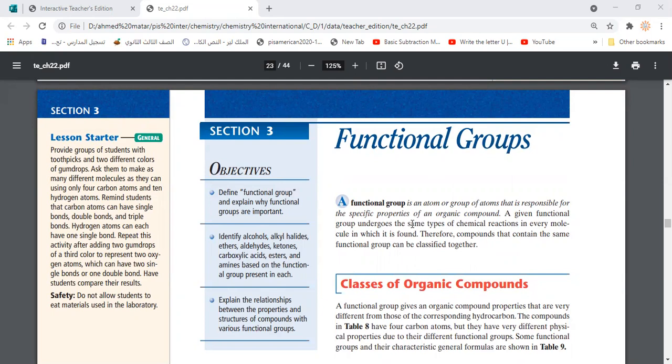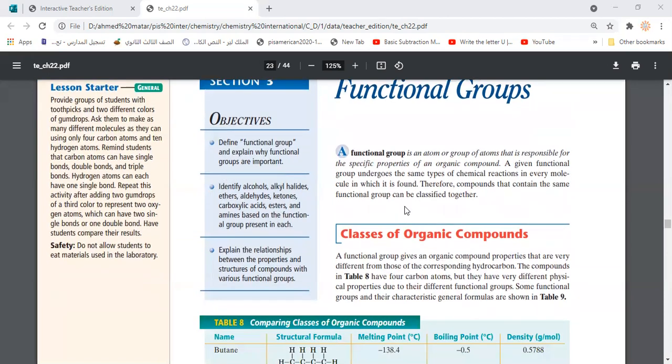So what are functional groups? As we said in the first lesson, there is a huge variety of organic compounds, a lot of types of organic compounds. So what makes each organic compound different from the other if they have the same number of carbon atoms? That's the point. For example, if we have organic compounds that contain four carbons, could we have different organic compounds produced from these four carbons? Yes, that depends on what functional groups are attached to these four carbons.